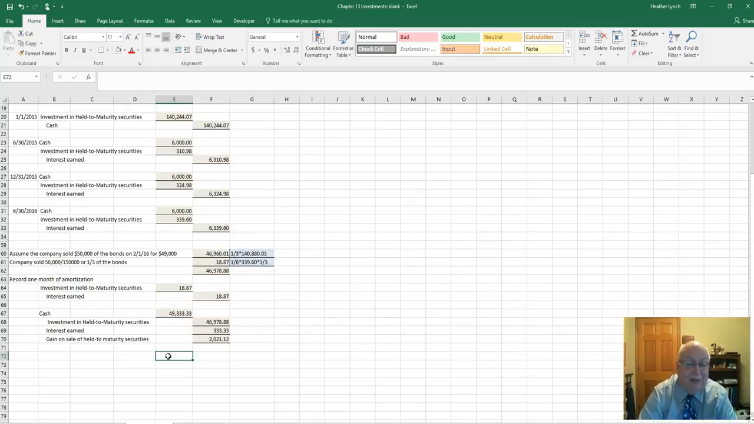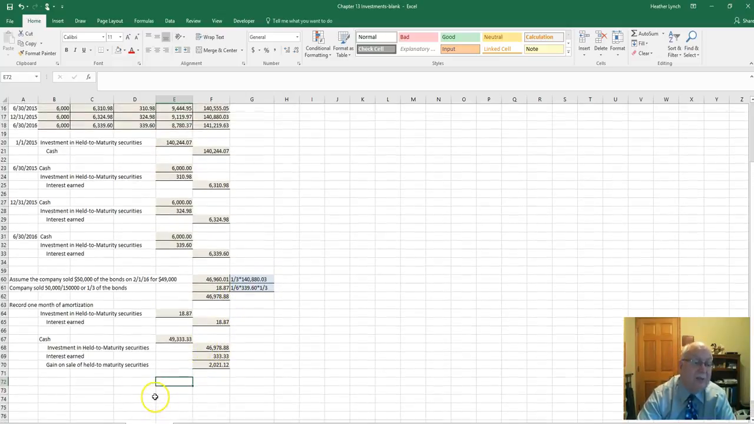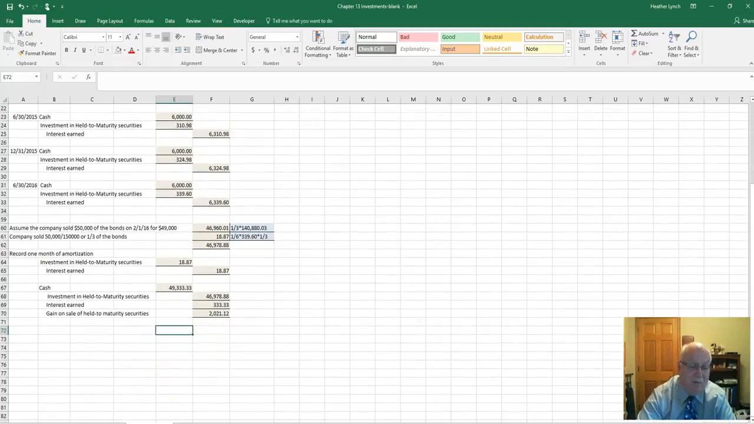Now, I know that your textbook isn't as complicated. It didn't sell part of it off, it sold all the bonds. So if you sell all of them, you don't have to worry about the fractions, 1/3. You still do the 1/6, but not the 1/3. Okay, so that is selling part of the bonds off.